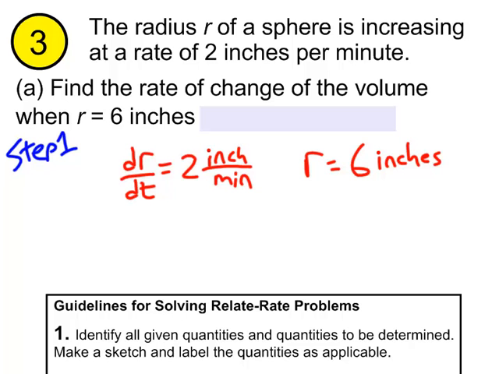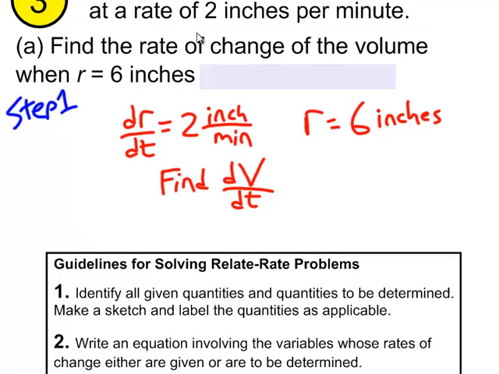Step 1 also asks us to identify the quantity to be determined. And in that case, we're asked to find the rate of change of the volume. So let's say that we will be tasked with finding the change of volume with respect to time. So we're not asked to find the volume itself. We're asked to find the rate at which the volume changes. Okay, step 2. Step 2 says to write an equation involving the variables whose rates of change are either given or to be determined.